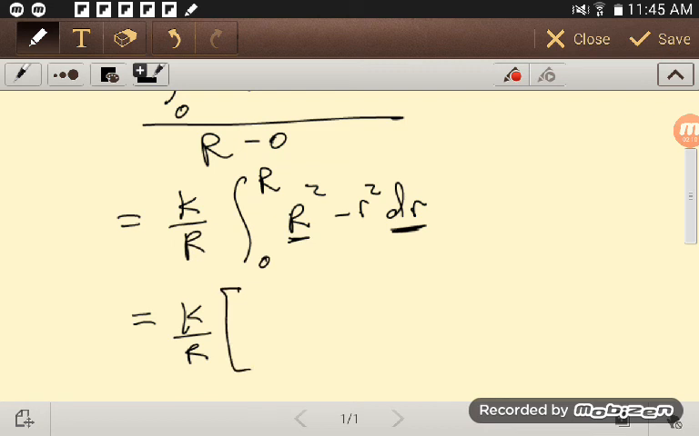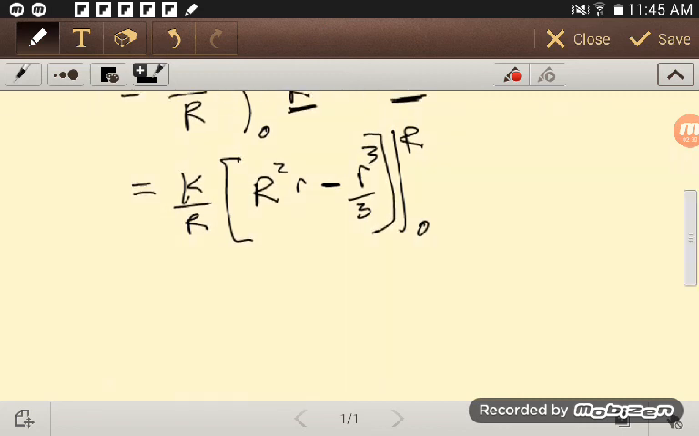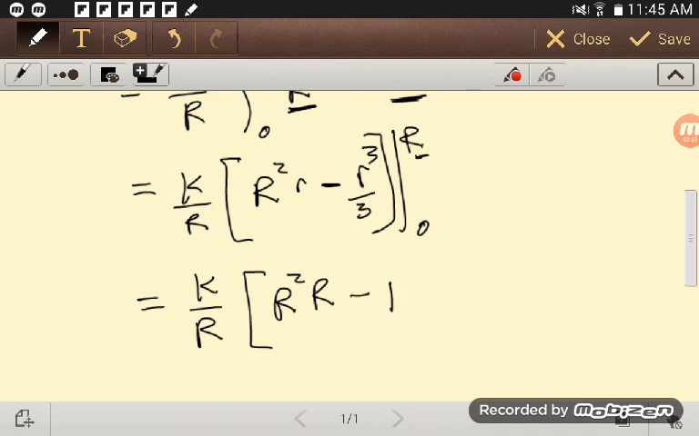Okay, the antiderivative, that's just a constant, so that's uppercase R squared times little r, and then minus r cubed over 3, and this is from 0 to uppercase R. Alright, well, that's k over R. We get uppercase R squared times uppercase R when we plug that in, minus uppercase R cubed over 3. And then when we put 0 in for lowercase r, we just get 0, so minus 0.